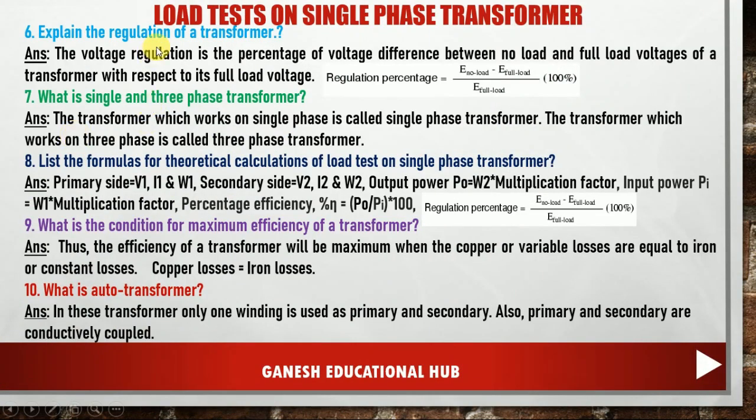Sixth question, explain the regulation of a transformer. Regulation means voltage regulation. What is the voltage regulation of a transformer? Here, the voltage regulation is the percentage of voltage difference between no load and full load voltages of a transformer with respect to its load voltage. So regulation percentage equals no load voltage minus full load voltage, divided by full load voltage, into 100%.